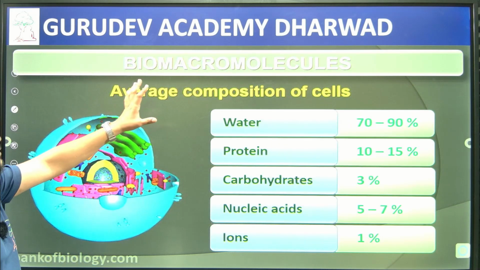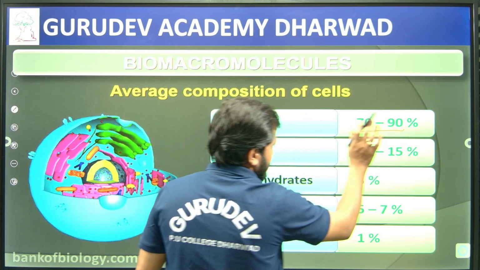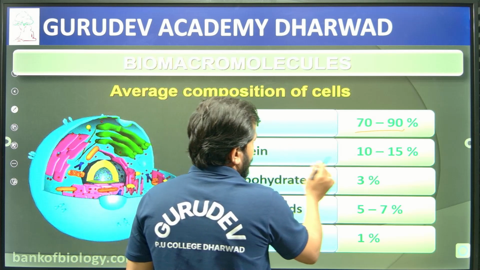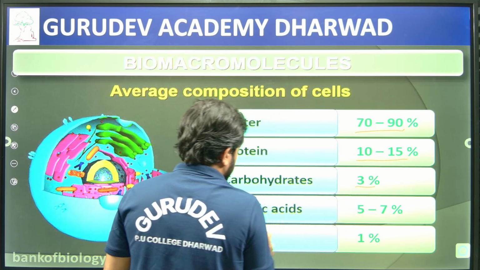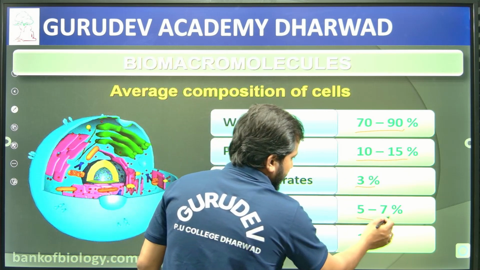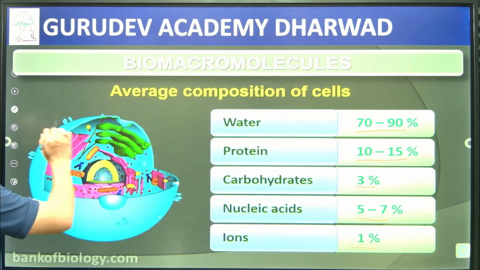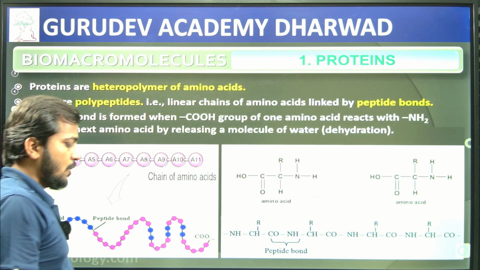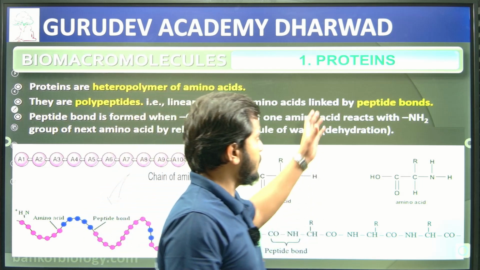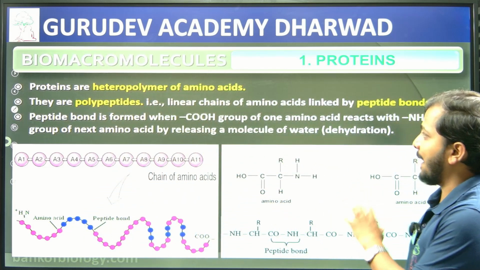So the average composition of a cell: if you consider, a cell is made up of 70 to 90% water, protein content 10 to 15%, carbohydrate 3%, nucleic acid 5 to 7%, and ions you can consider 1%. That is the arrangement you are going to find. Then we'll go on discussing proteins now, which are known to be biomacromolecules.